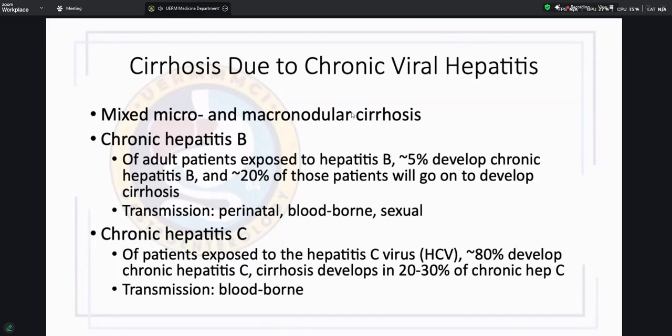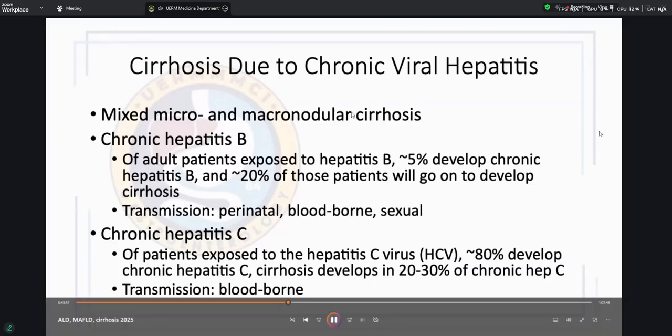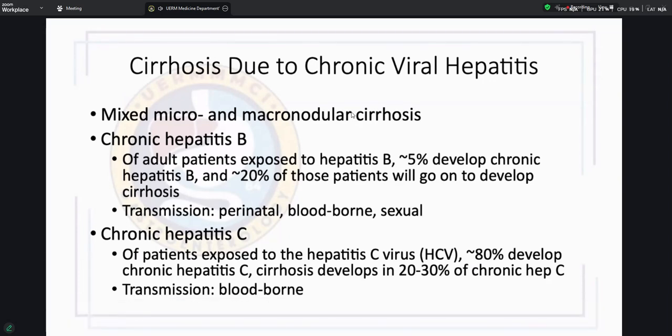Let's now go to cirrhosis due to chronic viral hepatitis. In developed countries, alcohol and NAFLD are now the leading causes of cirrhosis. So there has been an overall shift from viral causes to metabolic and lifestyle-related causes. But in developing countries like the Philippines, viral hepatitis is still dominant. So cirrhosis due to chronic viral hepatitis has a mixed type of micro and macronodular cirrhosis.